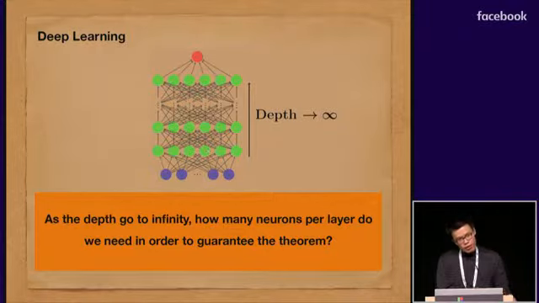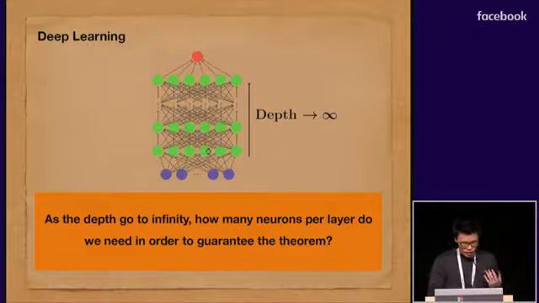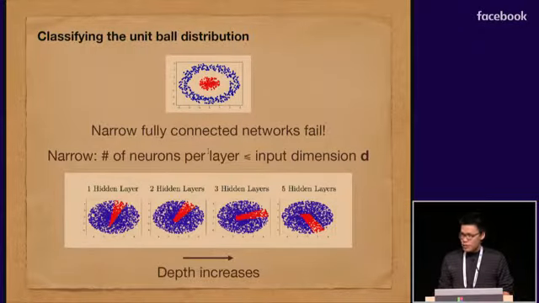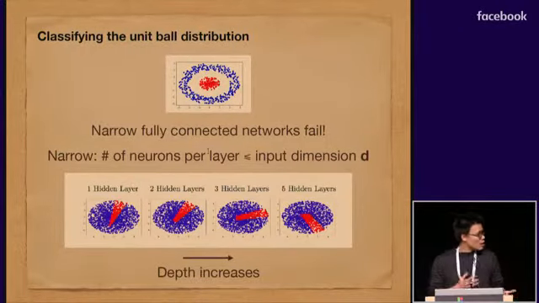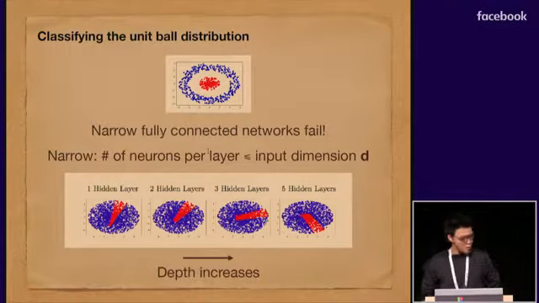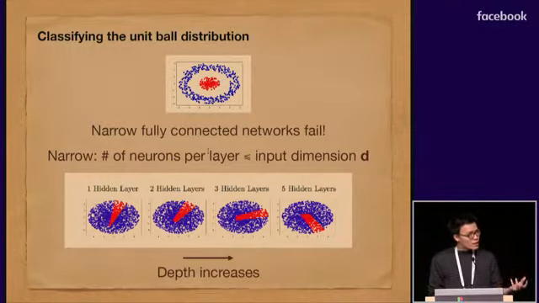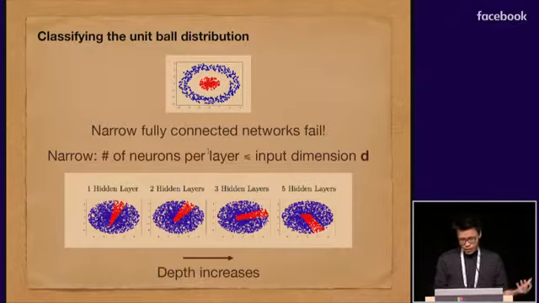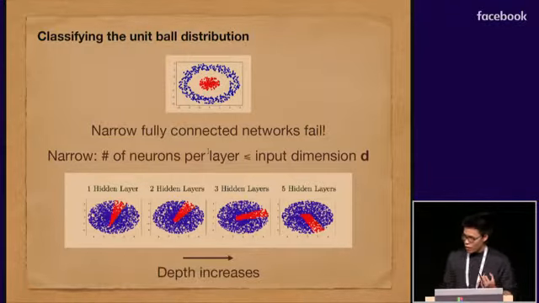However, the story is quite different for fully connected networks. So here we show a very simple example to illustrate the difference between architectures. In this task, we perform classification of the unit ball distribution. The points inside the unit ball, the red points, are the positive samples, and the points outside the unit ball are the negative samples.